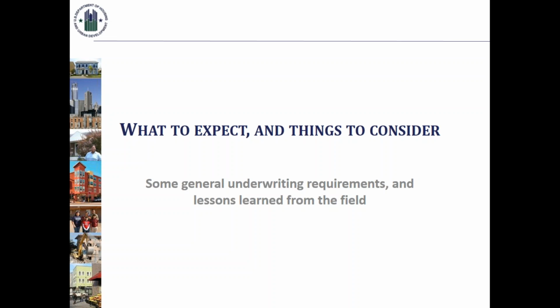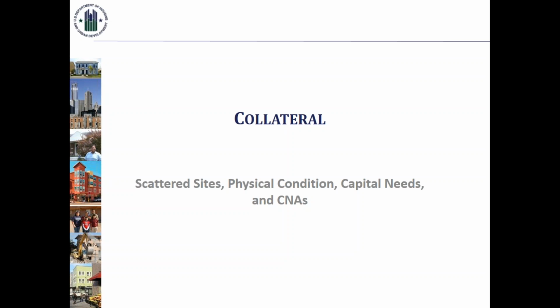So what to expect and some things to consider. I'm going to go through a few general underwriting requirements and then just some lessons learned from the field. I'm going to structure this as sort of the Dan Sullivan, as you know, likes to talk about, the 5 C's of underwriting. I think there are a lot more than 5, so I'm going to go through the 5 that I've picked. But the first, I'm just going to generally categorize as collateral.